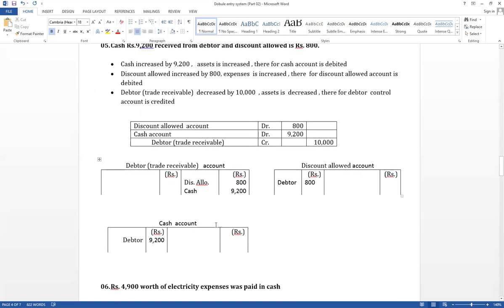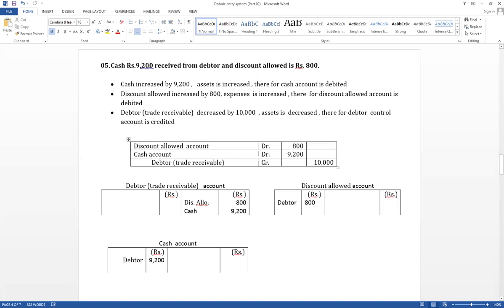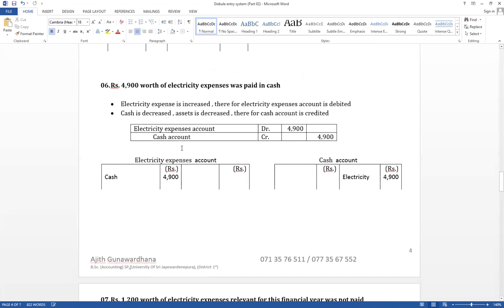Discount allowed account debit side 800, cash account debit side as debtor, and debtor's account credit separately as discount allowed and cash. Think about double entry: cash account debit, debtors control account credit, discount allowed account debit, debtors control account credit. Discount allowed is an expense, with an effect on debtor decrease. Cash received is an asset increase and debtor decrease. Expense increase, asset decrease. Think about the dual effect: cash received from debtor and discount allowed. Think about cash, discount allowed, and debtors. Next one, 6.